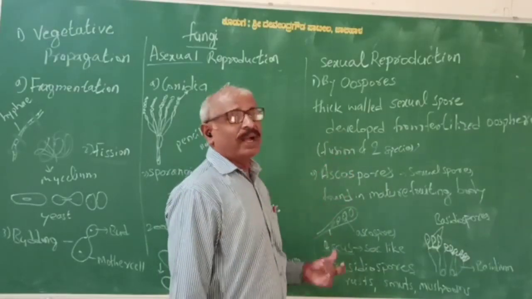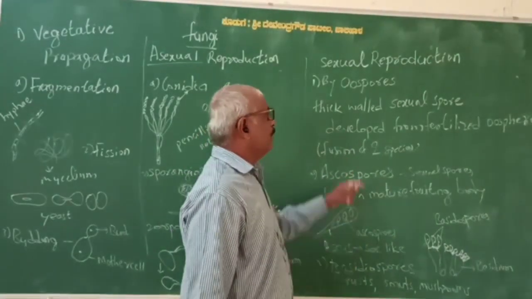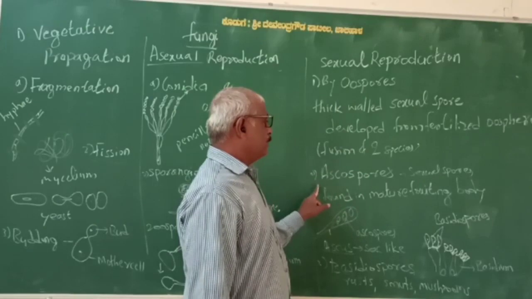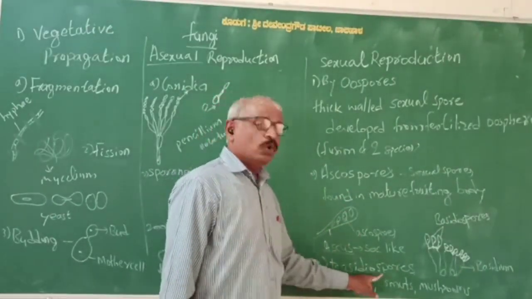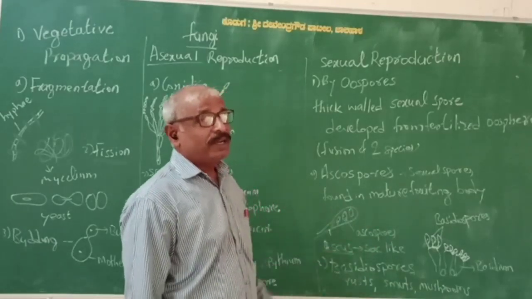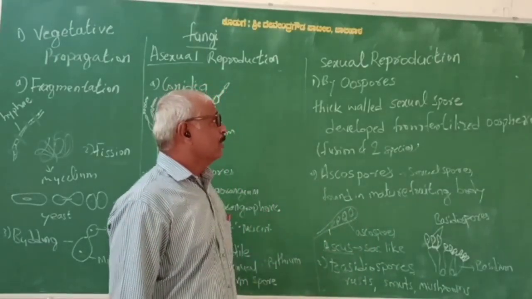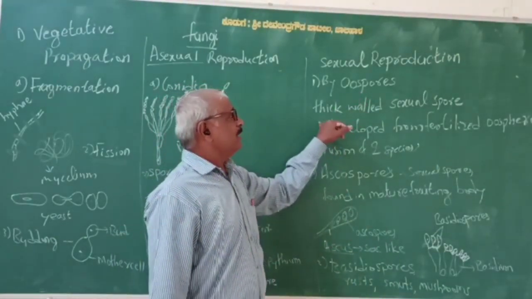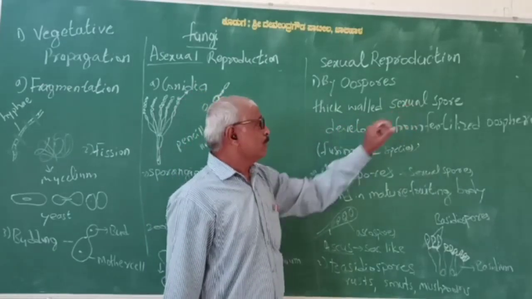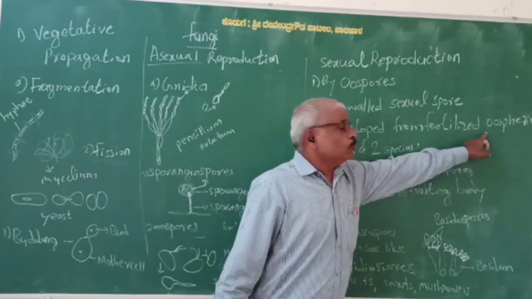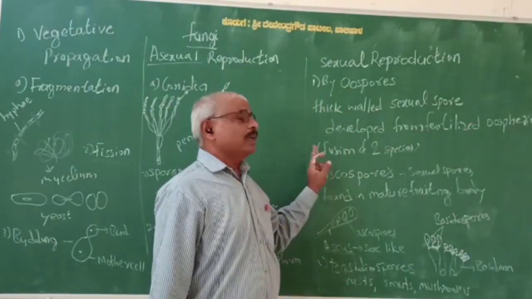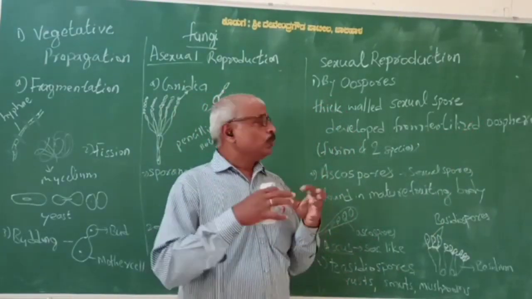The different kinds of methods are there. It is by oospores, by ascospores, and by basidiospores. So different kinds are there in sexual reproduction. Oospores are the thick-walled sexual spores. They develop from the fertilized oosphere, that is, the fusion of two species.